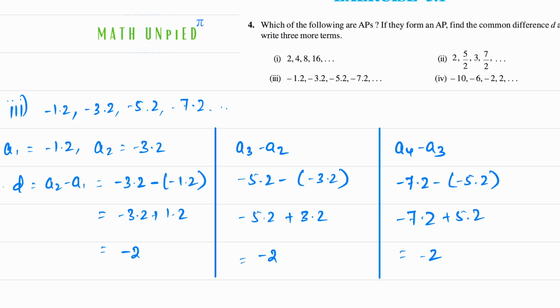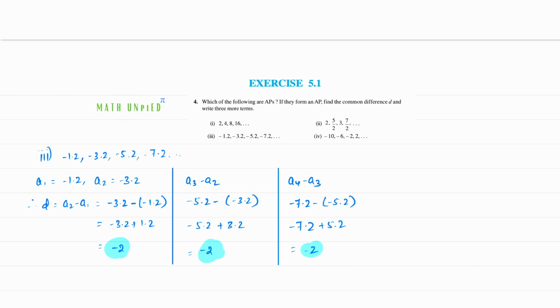So the difference is equal for all the successive terms. Therefore this is an AP. We can calculate the next three terms of this AP. So what is A5?